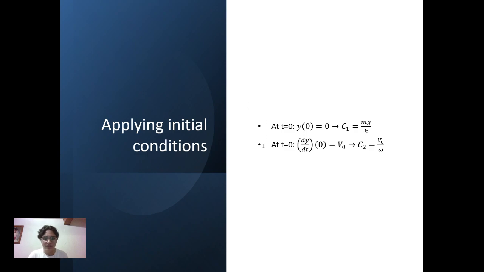We now apply the initial conditions. At time equals 0, the position is 0. This gives us c1 equals mg over k. At time equals 0, the initial velocity is equal to the final velocity of the free fall, which we already calculated. Substituting, we find that c2 equals v0 over omega.